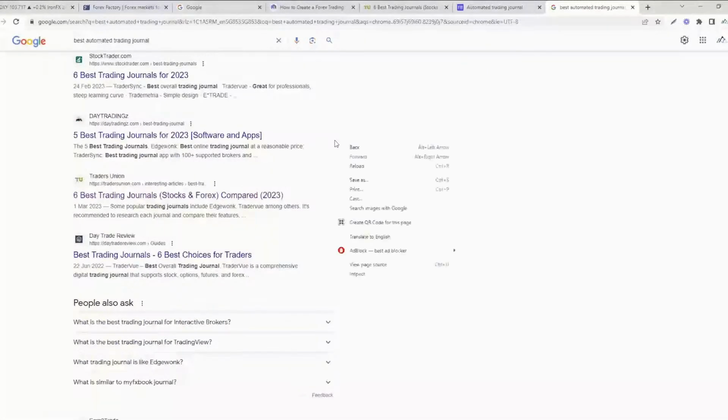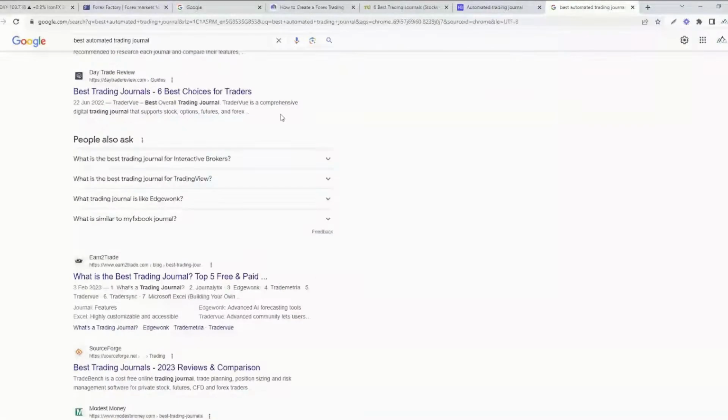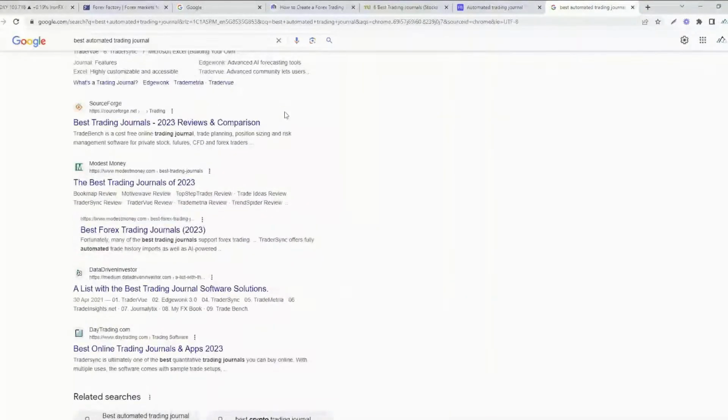Okay, best real world trader view. Some of these seem to be manual. What about automated?